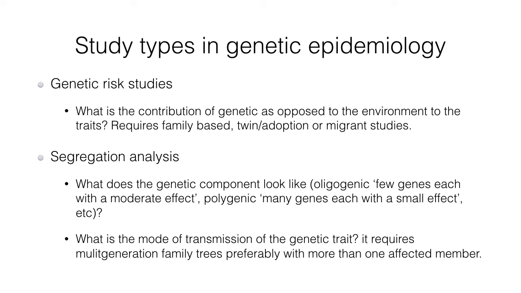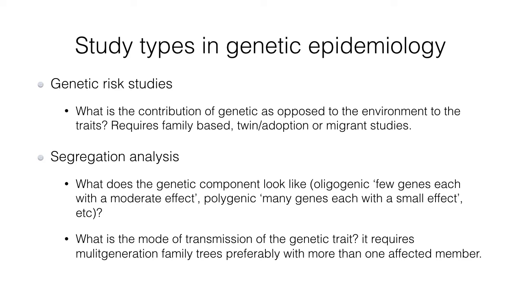Okay, so these study types in genetic epidemiology. We can look into genetic risk. What is the contribution of genetics as opposed to the environment to the traits? It will require family-based, twin, adoption, or migrant studies. We can also do segregation analysis.